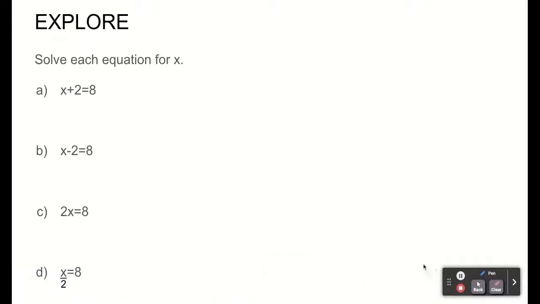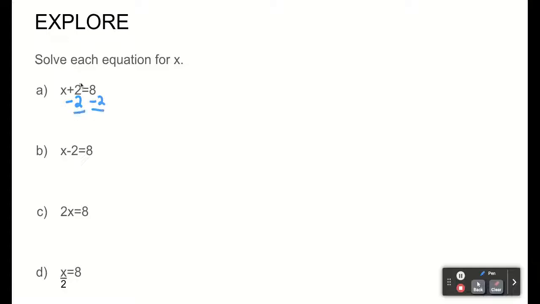So before we get to today's lesson, I want to take a look at a few things that we're already familiar with, just to kind of explore through these. Okay, so we are solving each equation for x. So here we have x plus 2 is equal to 8. What do we do here to get x by itself? We are going to subtract 2 on both sides.